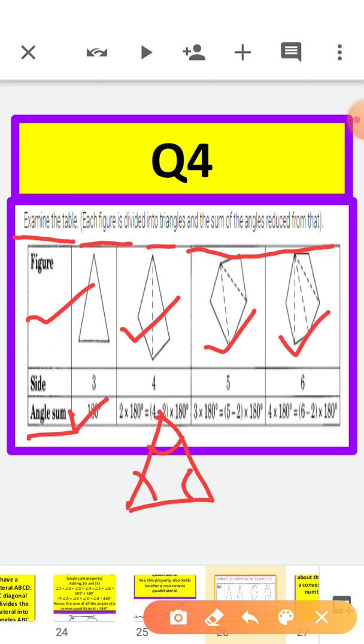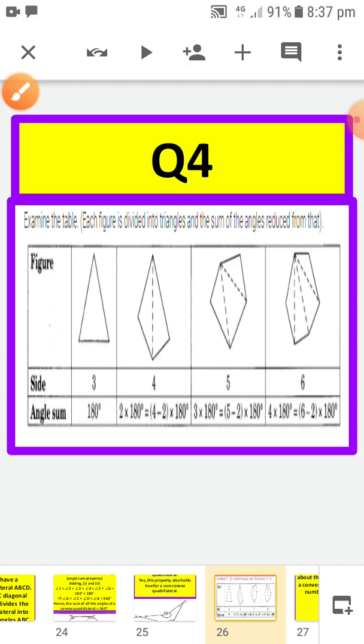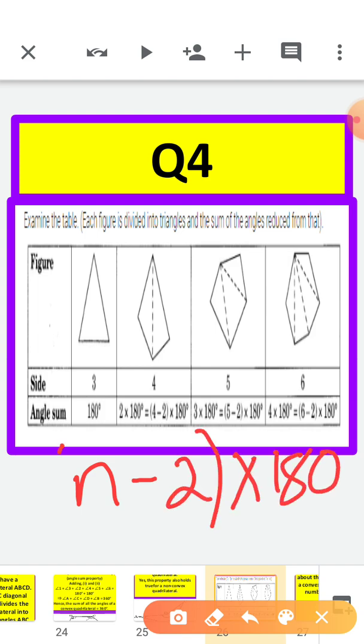In the same manner, when you have a 4-sided figure, you get 2 into 180. When you have a 5-sided figure, you get this equation, and when you have a 6-sided figure, you have this equation. It means one formula is there, and the formula we are using is n minus 2 into 180. What is n here? n is the number of sides.